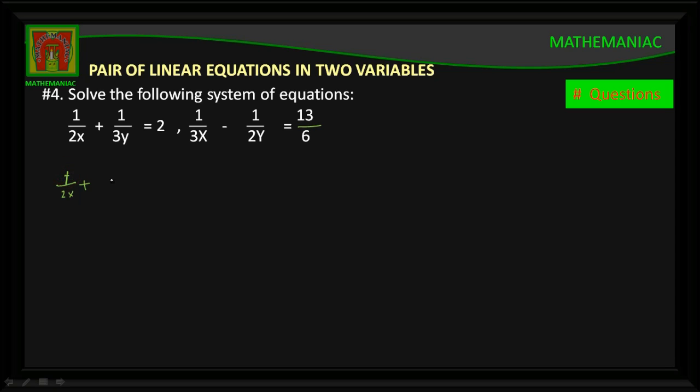So standard form means everything should be on the left side. First of all, I'll write it in this form. I'll make you understand how I'm going to apply the cross multiplication. Okay, this is small y, right? Typing error. It is minus 13 by 6.